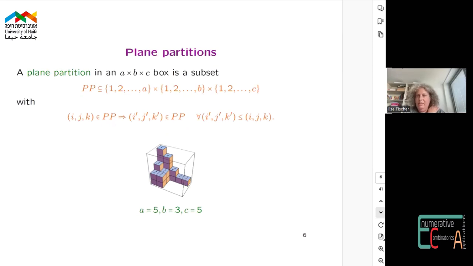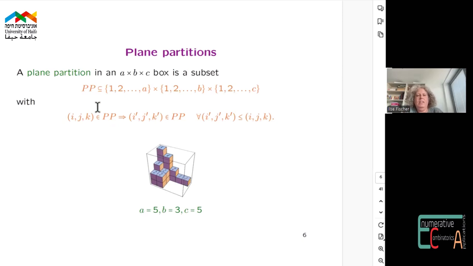Now I want to say something about plane partitions. So what is a plane partition? Well, you just look at this picture here. So a plane partition is always such a pile of cubes. And imagine the origin to be the corner of the box that you don't see. And then if you walk on top of the boxes away from the origin, then you will always go down. So that's a plane partition.